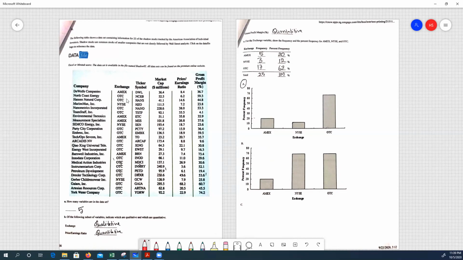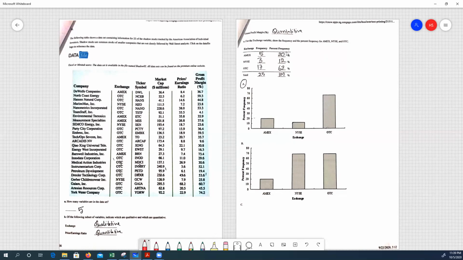So how many times do we have MX? 1, 2, 3, 4, 5 times. So the frequency is 5. And for this one, the frequency is 3 because this one occurs 3 times. And OTC occurs 17 times, so the frequency is 17. So the total number is 25.